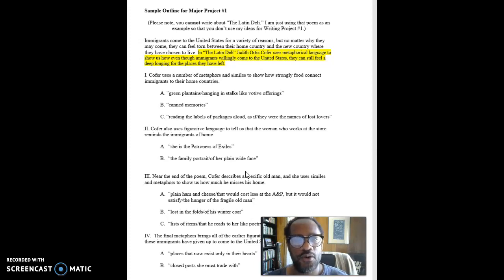But you can see how with each one of these, all three of the items here, 1, 2, and 3, all relate back to the thesis, the deep longing for the places they have left. But each one talks about that in a very specific way, either the food, the woman who runs the store, or the old man. And they all have examples that relate back to that. Okay, so that's what I'm going to be looking for in your outlines for major project number 1.